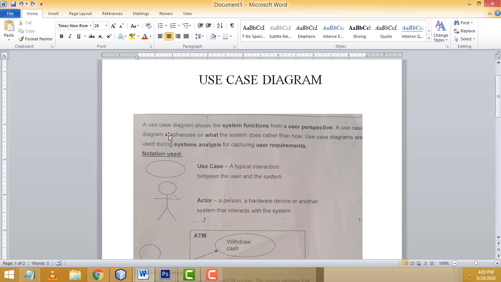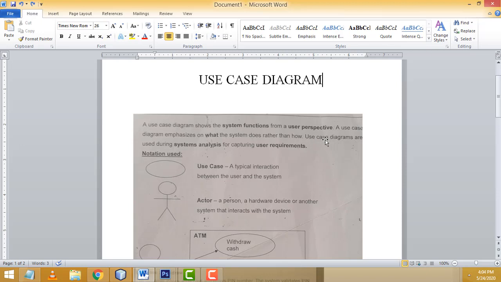A use case diagram shows the system function from a user perspective. A use case diagram emphasizes what the system does rather than how, right? Highlight this point. Use case diagrams are used during the system analysis for capturing the user requirements, right?